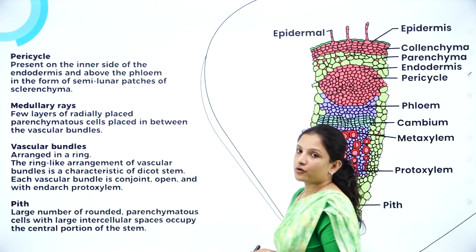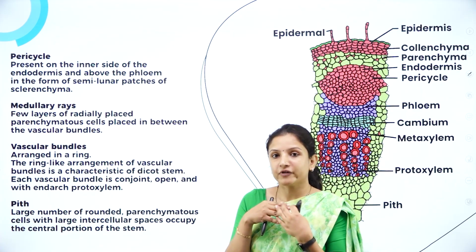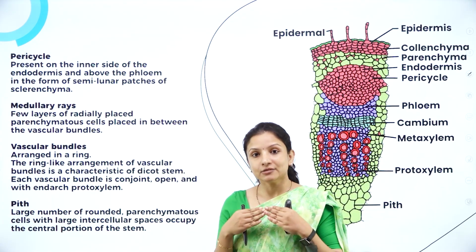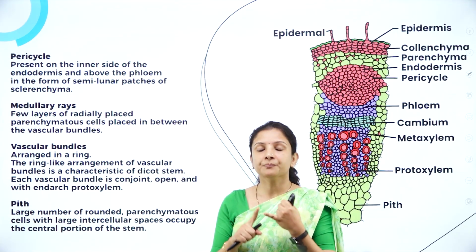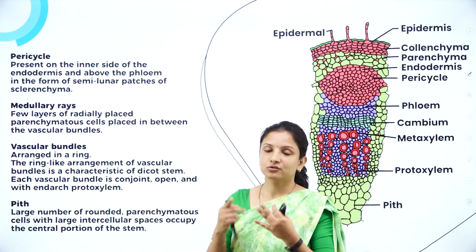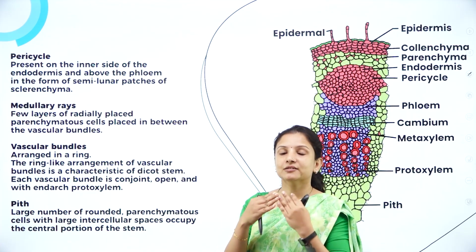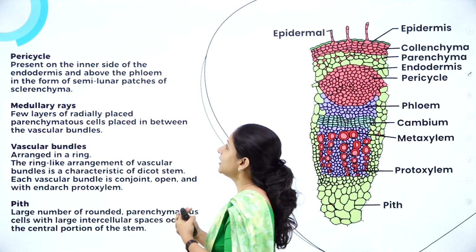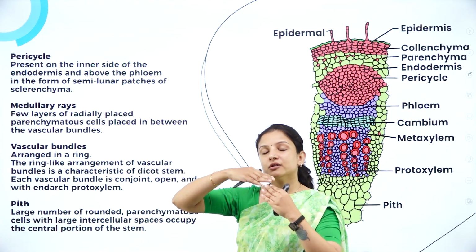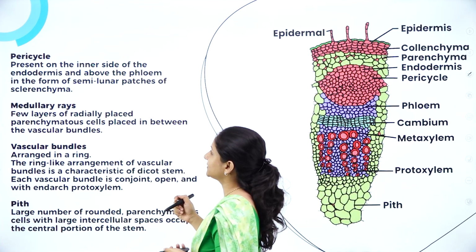So, next, moving on to the next layer, that is below the endodermis. We finished studying the cortex, because the cortex is divided into three zones, wherein we studied the hypodermis, the cortical layer and the endodermis. So, moving on to the next layer, it is the pericycle. Pericycle is present below the endodermis and above the phloem. So, above the vascular bundle phloem and below the endodermis, we find the pericycle.